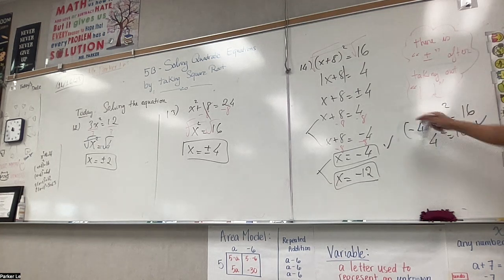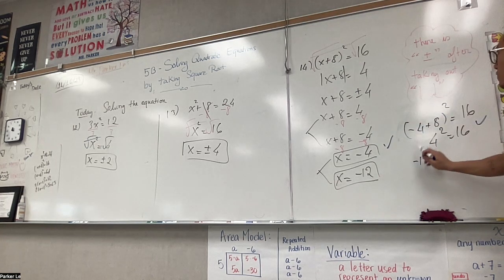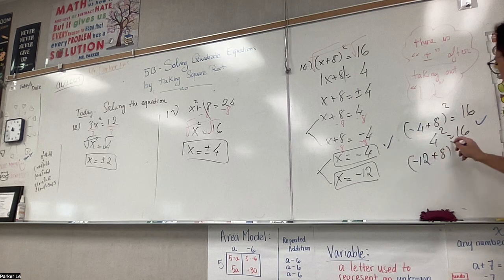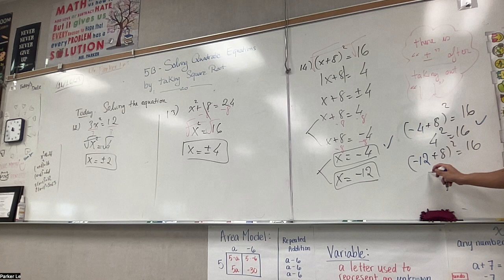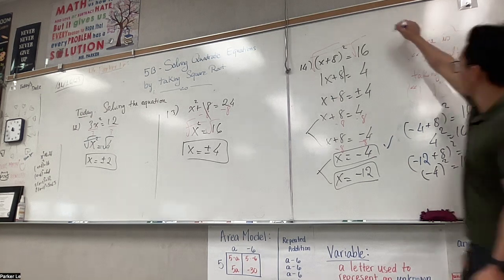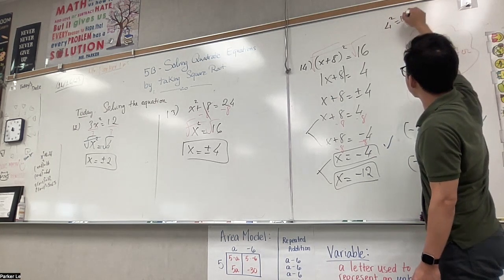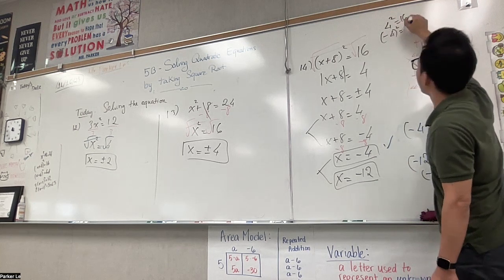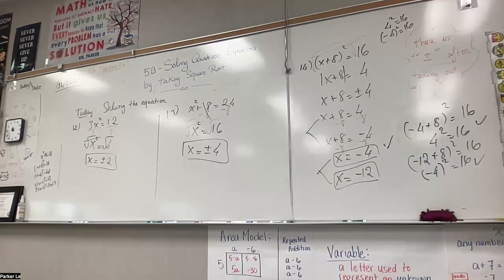Now I'm going to check negative 12. Negative 12 plus 8 squared equals 16. What is negative 12 plus 8? Negative 4. Is negative 4 squared equal to 16? Yes, so that's why you have two solutions. The reason is because 4 squared is also 16, and negative 4 squared is also 16. If you understand why, you can memorize this. That's the reason why.